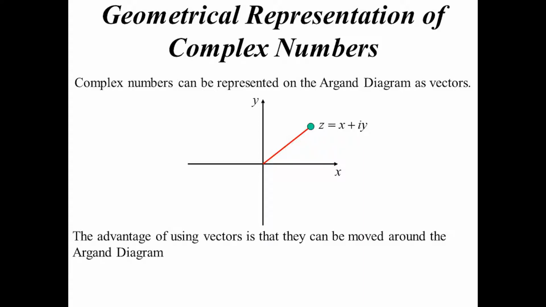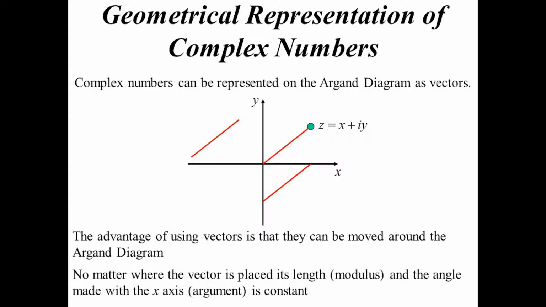As we saw with vectors, the advantage of using a vector rather than a single point is that I can move that vector, so I can translate it anywhere, and it retains its length and its direction. If I were to move the single point, it becomes a new point and becomes a different complex number. So that's the advantage of using vectors. Yes, I could put it down there, yes, I could put it over there. It would still be representing the same complex number.